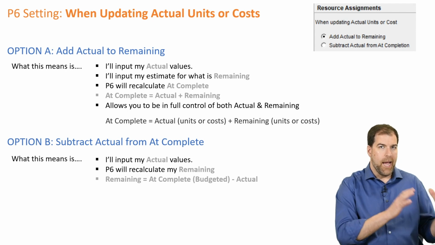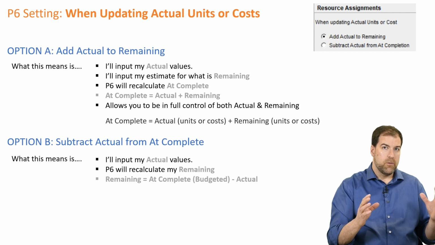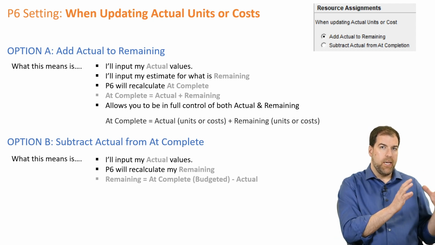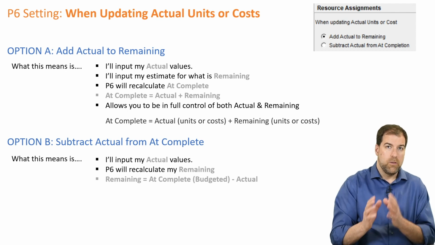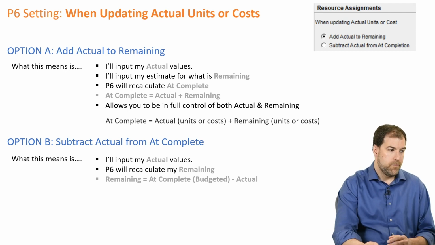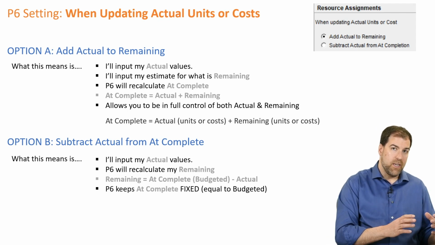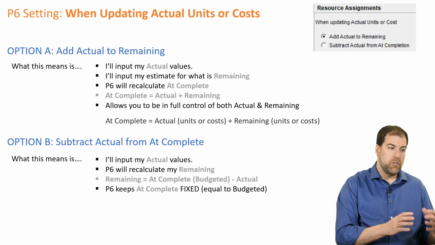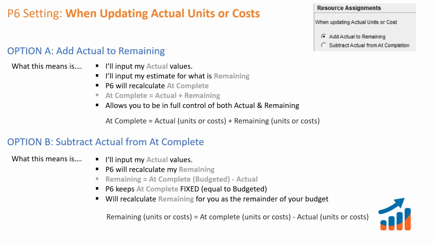Remaining equals my at completion, which is typically my budgeted, minus the actual. So it takes my budget, what I plan to spend, hours worked, and then it removes the number of hours that have actually occurred. So in this case, we're keeping at completion fixed. It's fixed at the budgeted value, and then I'm recalculating remaining. Okay? And again, it does this for both units and costs. Let me show you how this works.